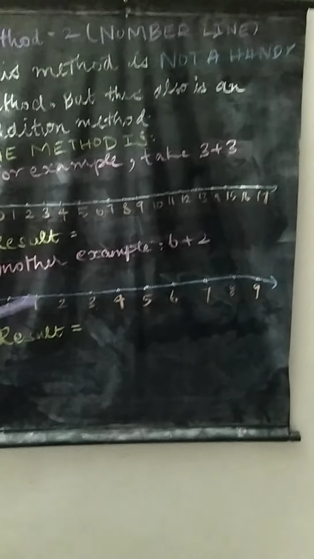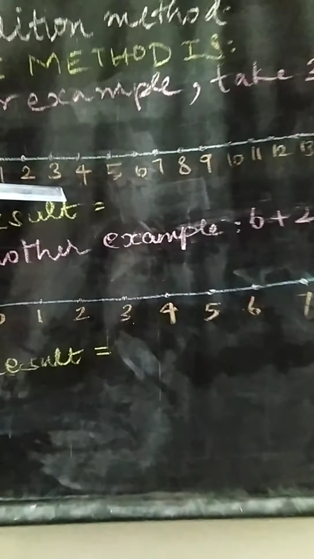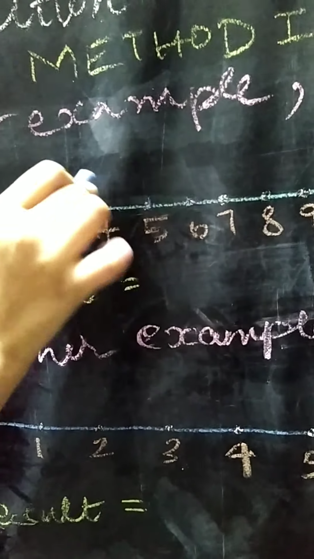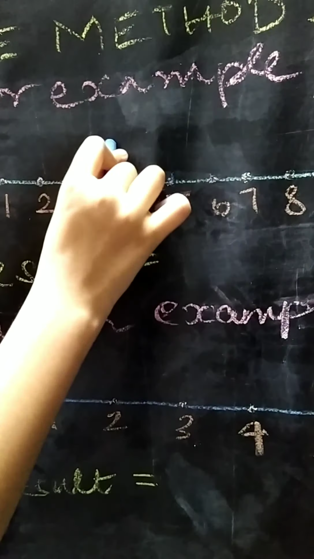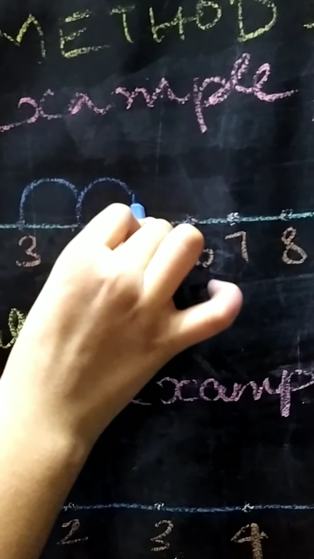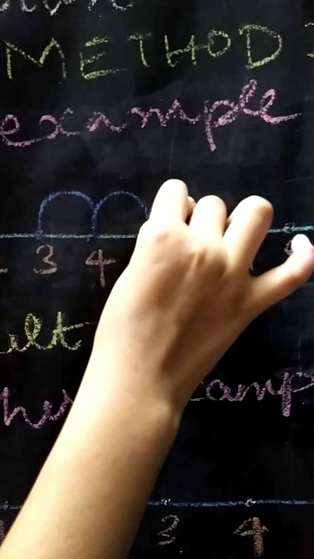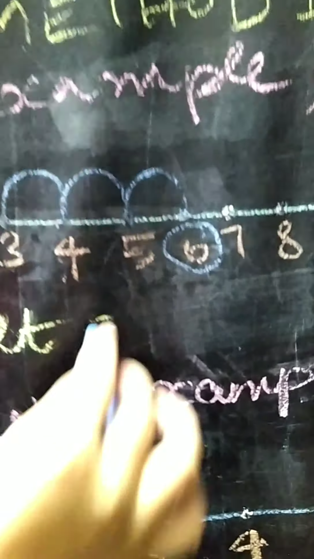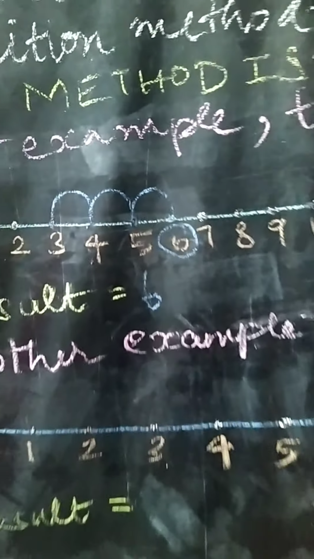You have 3 chocolates. So start from 3. Someone's given you 3 chocolates. So you start from 3 and make 3 rabbit jumps. 1 from 3. 1 jump gives 4. The second jump gives 5. And the third jump gives 6. So your result is 6.